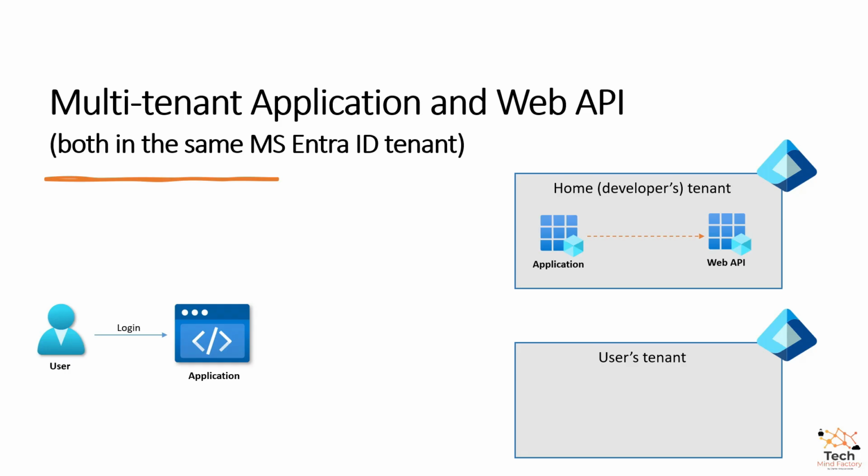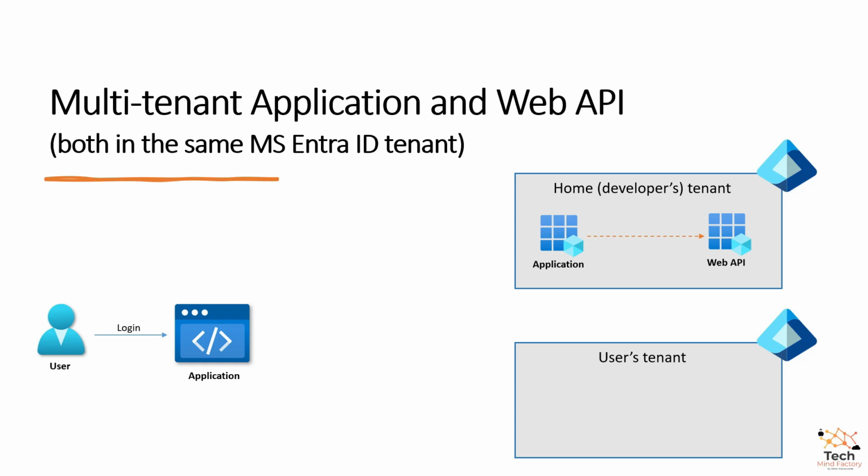And in this scenario, both applications are registered in the same Microsoft Entra ID tenant. So we register our web application as multi-tenant application in our Entra ID tenant, and we register our web API as multi-tenant application in the same Entra ID tenant. So as before, we have the user. User is trying to access the application, and obviously user needs to authenticate first. And on the right side, in this scenario, as you can see, we have two Microsoft Entra ID tenants, because in this scenario, we talk about multi-tenant application and web API.